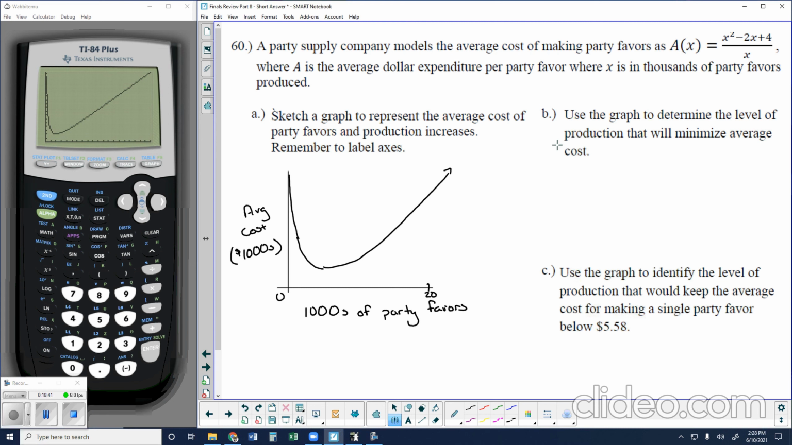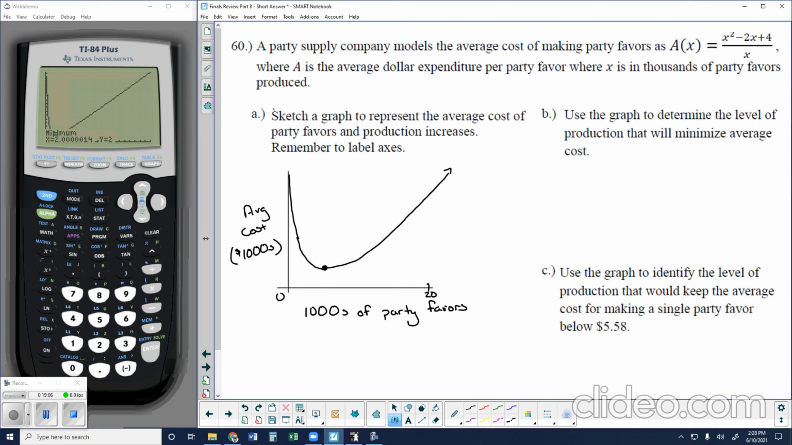So in part B, it says use a graph to determine the level of production that will minimize average cost. So we can see that part of the graph right here. On my graphing calculator, I can go to second trace minimum. It's going to ask me for a left bound. I'm going to choose 1. 1 is to the left of that minimum point. It's going to ask me for a right bound. I'm going to choose 4. 4 is definitely to the right. It's going to ask me to guess. I'm just going to go ahead and hit enter.